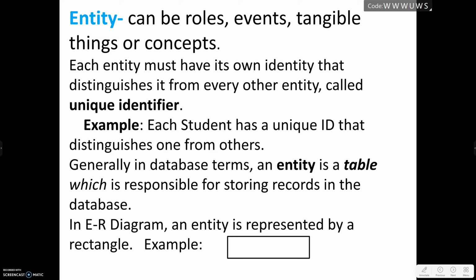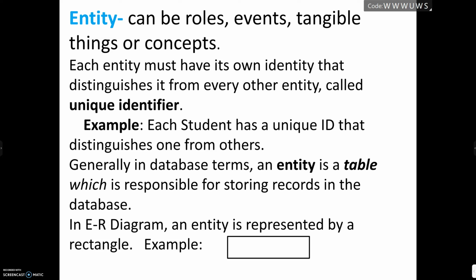Each entity must have a way to identify it that distinguishes it from every other entity, called a unique identifier. For example, each student has a unique ID that distinguishes one from others, identifying student to student simply by a unique ID. Identifiers distinguish some from others.